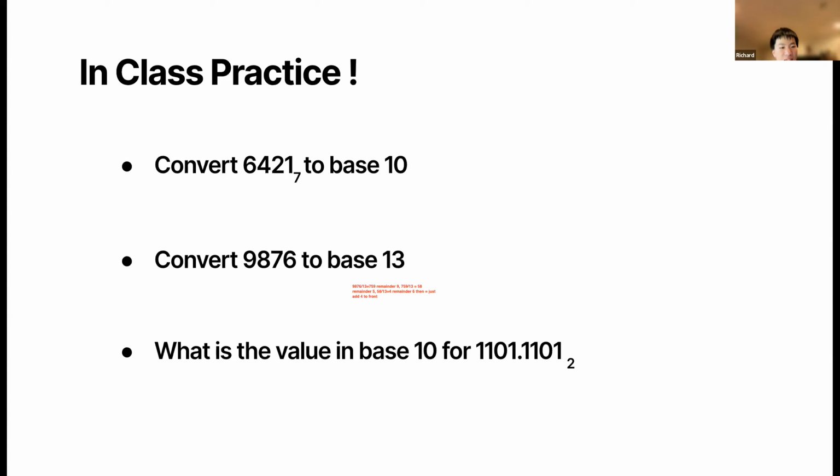So when we have base 7, we are just using a number system that only has 7 digits, and those digits are 0, 1, 2, 3, 4, 5, 6. We're used to having 10 digits, which go from 0 to 9. But in base 7, we only have 7 digits. So when we look at a base 7 number, like in this case, 6, 4, 2, 1, we have to write it out using powers of 7 rather than powers of 10.